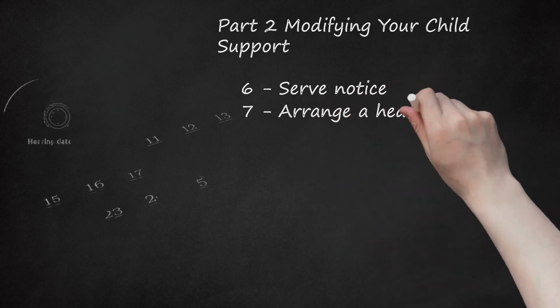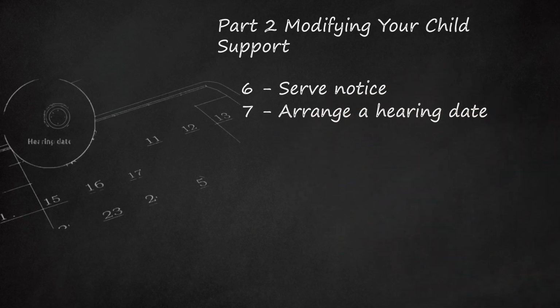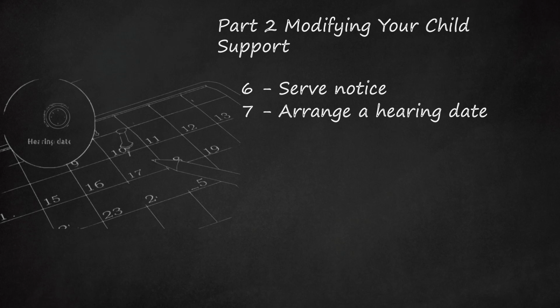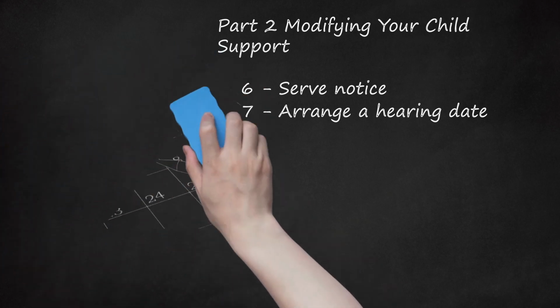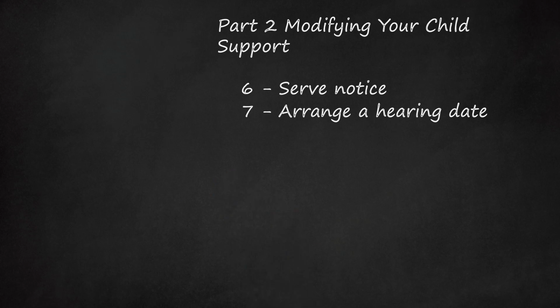7. Arrange a hearing date. You also need to get a hearing date from the court clerk. Each court handles this process a little differently. In some courts, you will schedule the hearing when you file your motion. You will also have to tell the other parent of the day and time. However, in other courts, the court clerk will schedule a hearing at a later date and notify everyone.